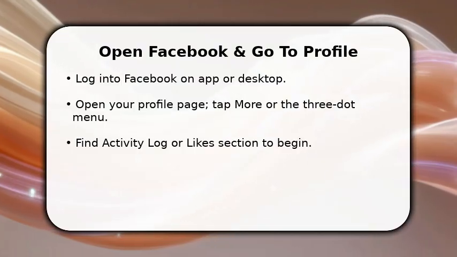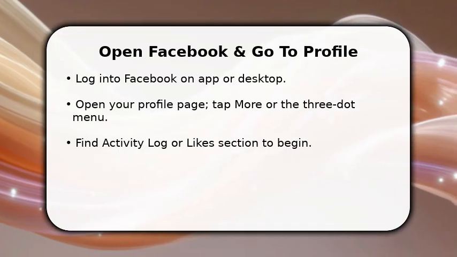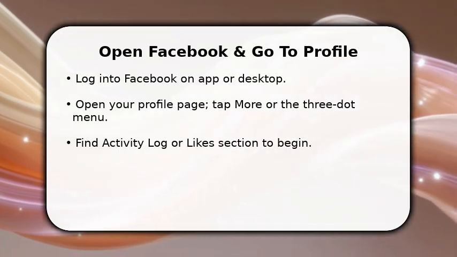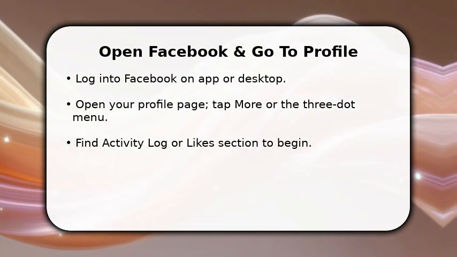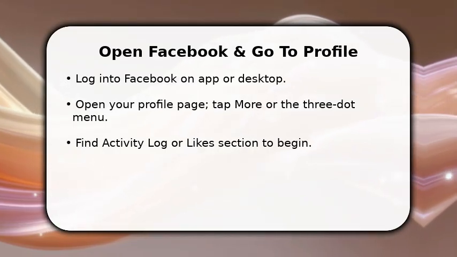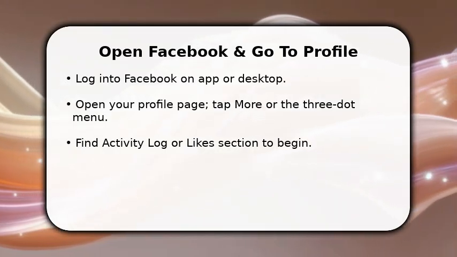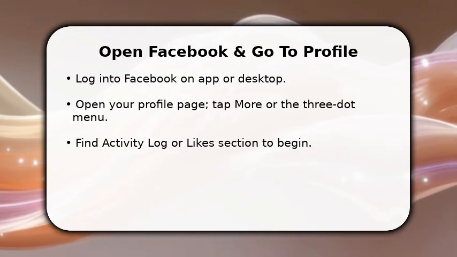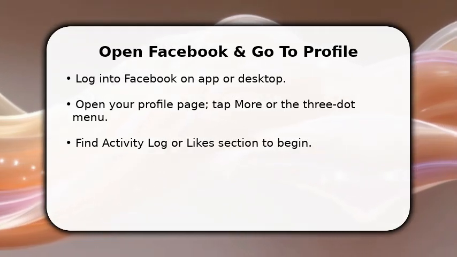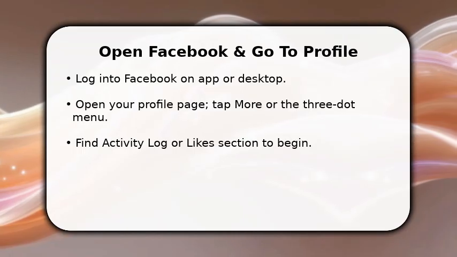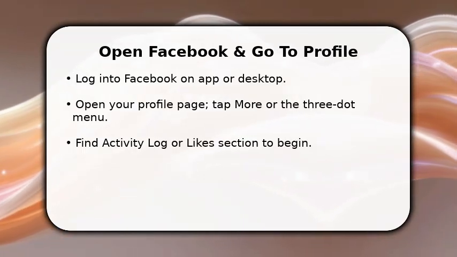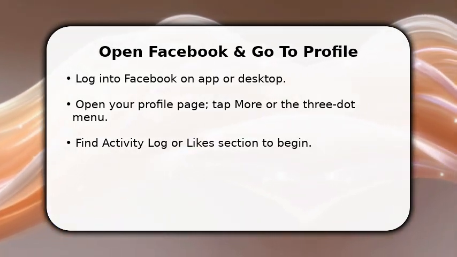You're starting now. Sign into Facebook and open your profile. Once on your profile, tap More or the three-dot menu to reveal profile sections. If you don't see likes immediately, choose Activity Log. This central log tracks your interactions. On mobile, use Settings right arrow Activity Log. On desktop, click More right arrow likes or Manage sections to enable it.